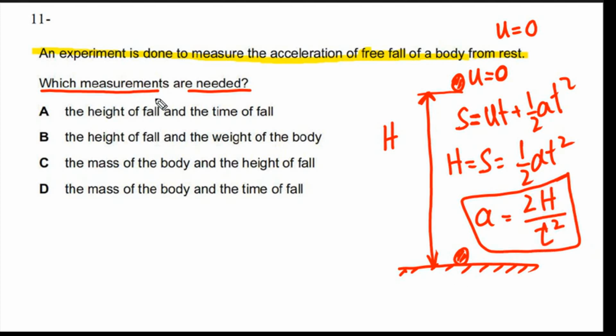Now let's go back to the given options and see which one is the best possible answer. For option A, it is given to us the height of fall and time of fall. So this is the correct answer. The second one, height is okay, but we don't need weight actually. The mass we don't need for this one, so this is also not a possible answer. So the answer for this question is A.